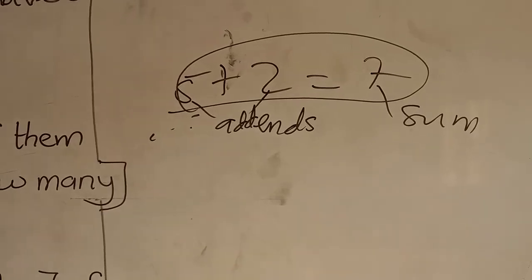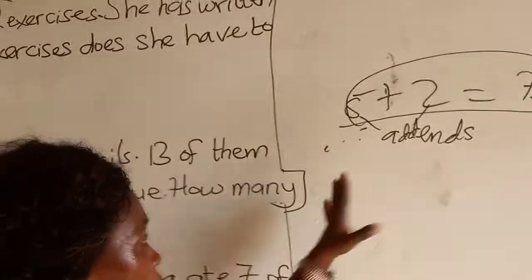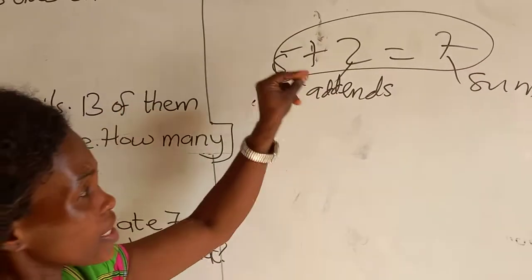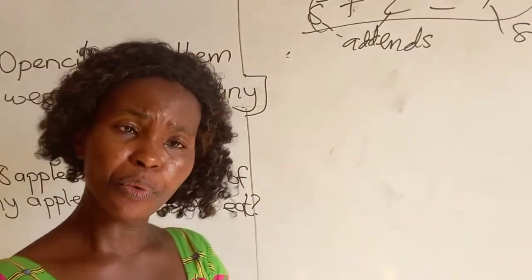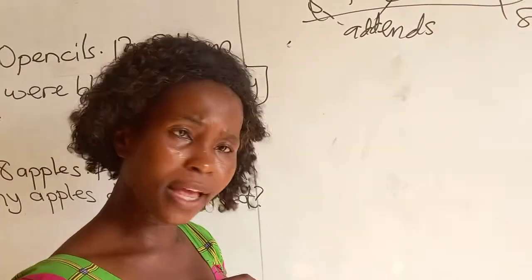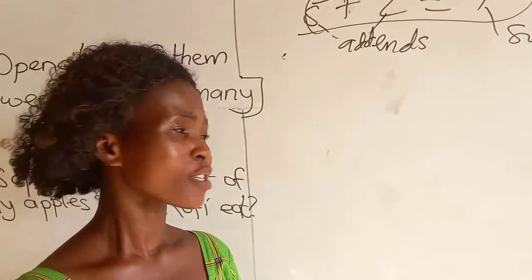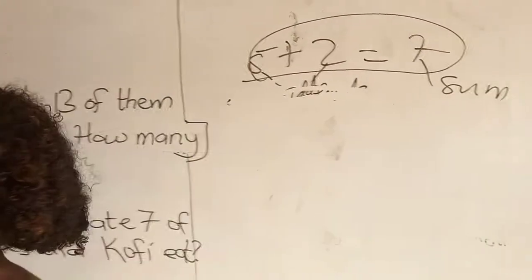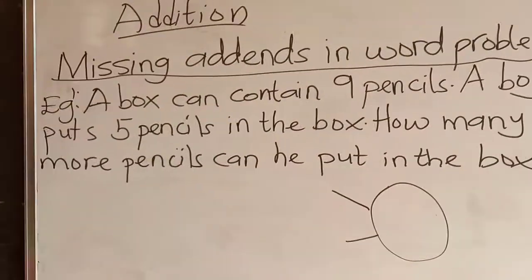We also talked about creating the problem ourselves. We also talked about writing the addition sentences ourselves. We were given the problem and we wrote the addition sentences ourselves. I hope you remember. Good. So today we are going to talk about missing addends in word problems.